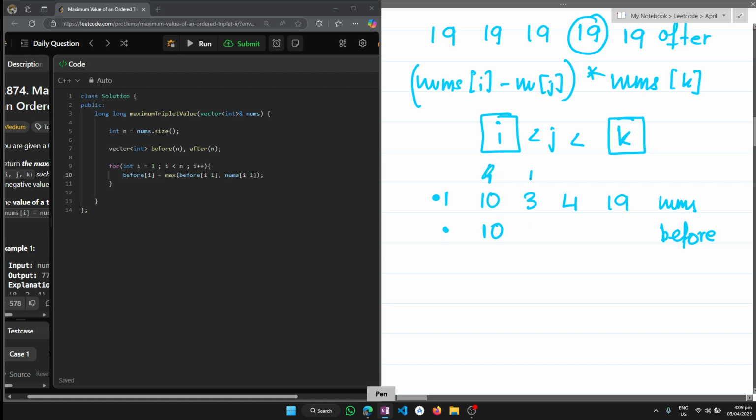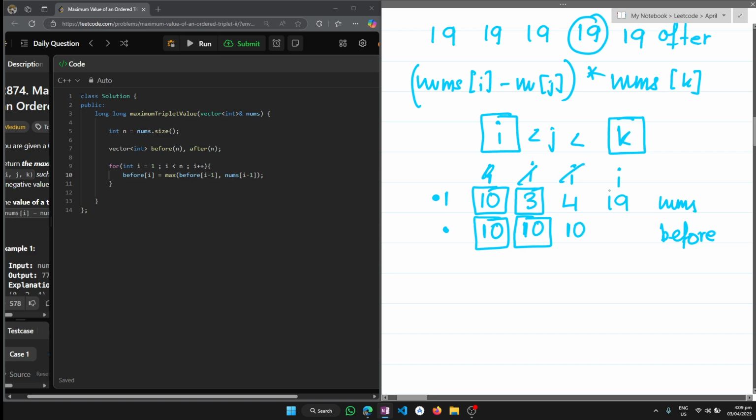Similarly, I increment my I, then I compare nums of I minus 1 and before of I minus 1. My I is at this point, right? Before of I minus 1 is 10, nums of I minus 1 is also 10, so 10 is going to come over here. Similarly, I increment my I, and I compare between 3 and 10. Which is the greater number? 10. So I write 10 over here.